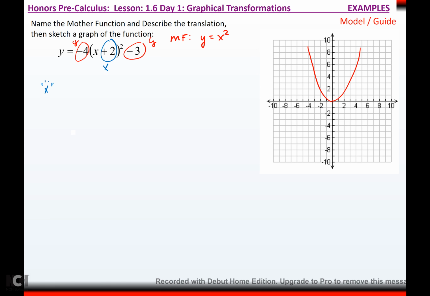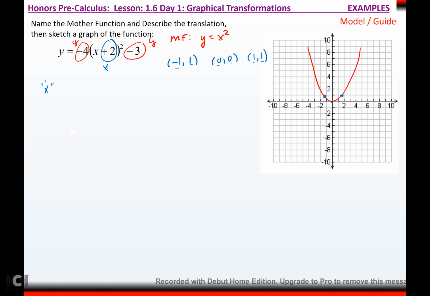Now, instead of just sketching this, to me it's easier just to make a list of ordered pairs. Your mother function passes through, you can use any points, but I always use these 3 points. It passes through -1, 1, 0, 0, and 1, 1. You can get any points, I just pick x's. If I plug in -1, squared is +1. Plug in 0, I get 0. Plug in 1, squared, I get 1. Those are mother function points.